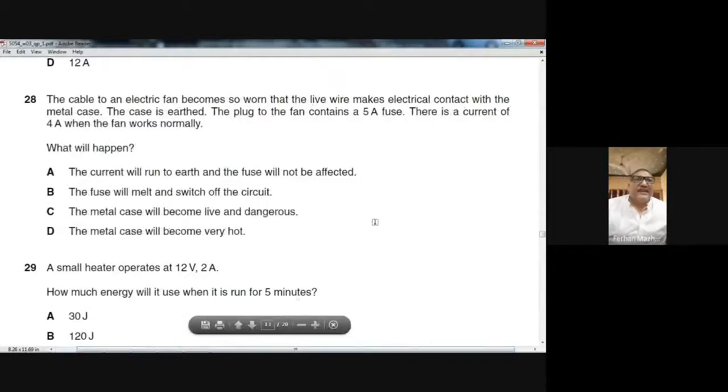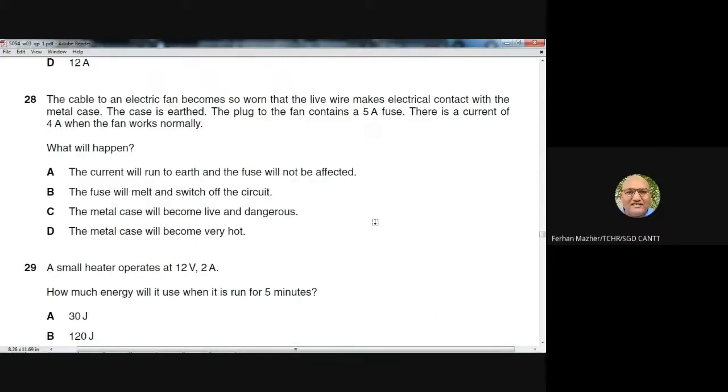The cable to an electric fan becomes so worn that the live wire makes electrical contact with the metal case. The case is earthed. The plug to the fan contains a 5 ampere fuse. There is a current of 4 ampere when the fan works normally. What will happen? When the current runs to the earth, the fuse will not be affected? No, the fuse will melt and switch off the circuit. Yes, this will happen.